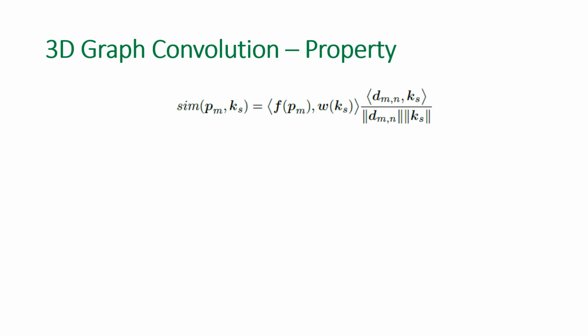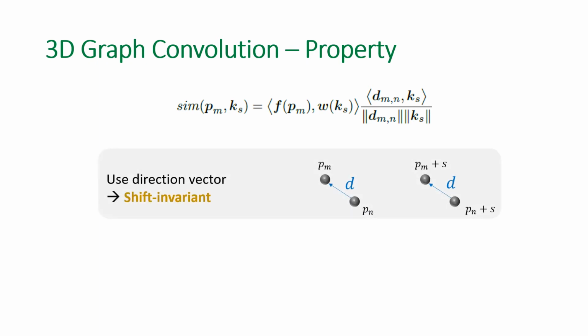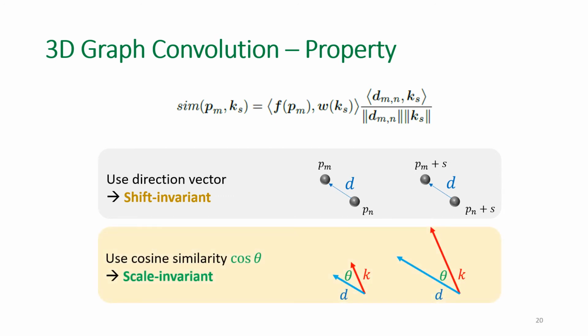To demonstrate the robustness of the convolution, we analyze the properties of the similarity function. Since we use the relative direction vector for calculation, the similarity value would not be changed by any translation, so the operation is shift invariant. Furthermore, we use the cosine similarity, cosine theta, for calculation, so the value of cosine theta remains the same under any scale, so the convolution operation is also scale invariant.